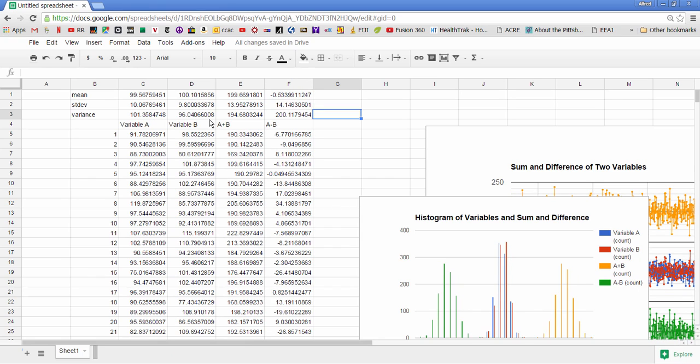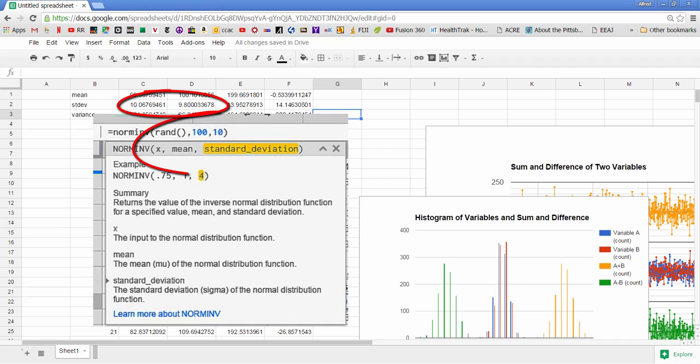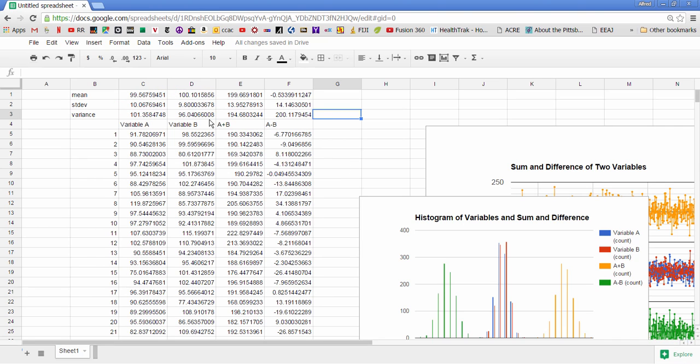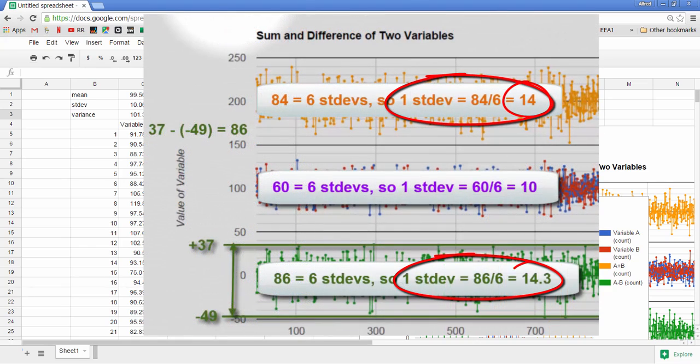Now let's look at the results for standard deviation. Just like for the mean of 100, we chose 10 for the standard deviation of our random numbers way back when we wrote the formula for variables A and B. But now look at the standard deviation for the sum and the difference of these pairs of variables. What do you see? Yep, something very close to 14. Sometimes even close to 14.1 or 14.2, like we estimated from the line graph earlier in our experiment.